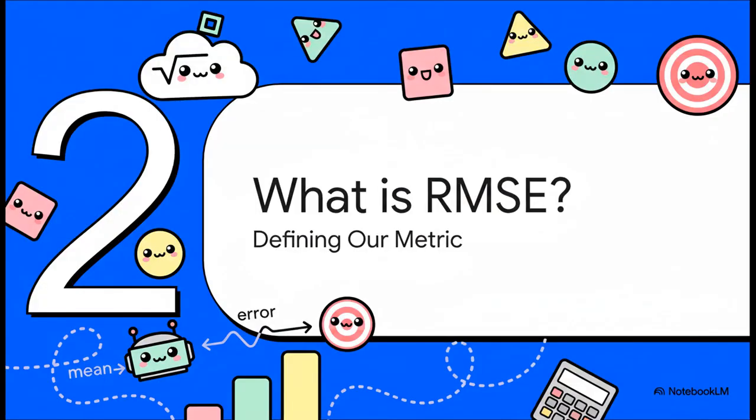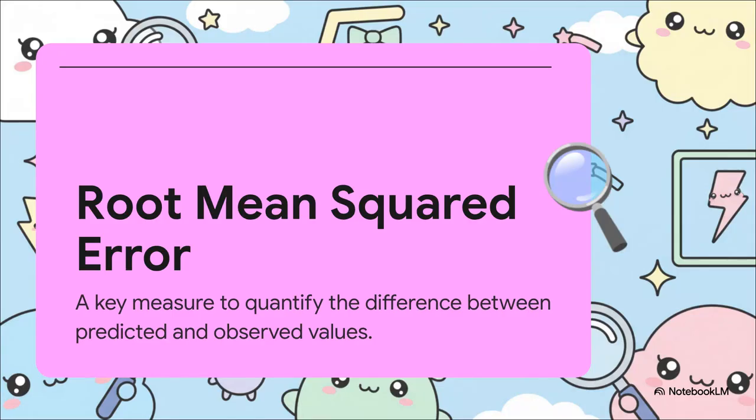And that number, more often than not, is the root mean squared error, the RMSE. It's one of the absolute workhorses for evaluating models, especially when you're dealing with regression tasks. So, what is it? Think of RMSE as a kind of master scorekeeper. It looks at every single time your model made a mistake, every time it was a bit too high or a bit too low, and it boils all of those individual errors down into one comprehensive score.